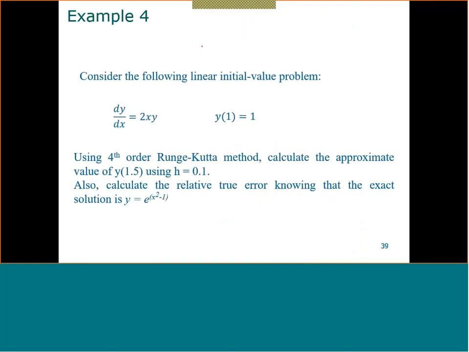Okay, so let's have a look at this example. This is exactly the same example we did in the Euler method and the modified Euler method. Here we have dy/dx equal to 2xy, with the initial condition x0 and y0. We want to use the fourth order Runge Kutta method to approximate y(1.5) using h equal to 0.5, and we know the actual answer from the previous discussion.